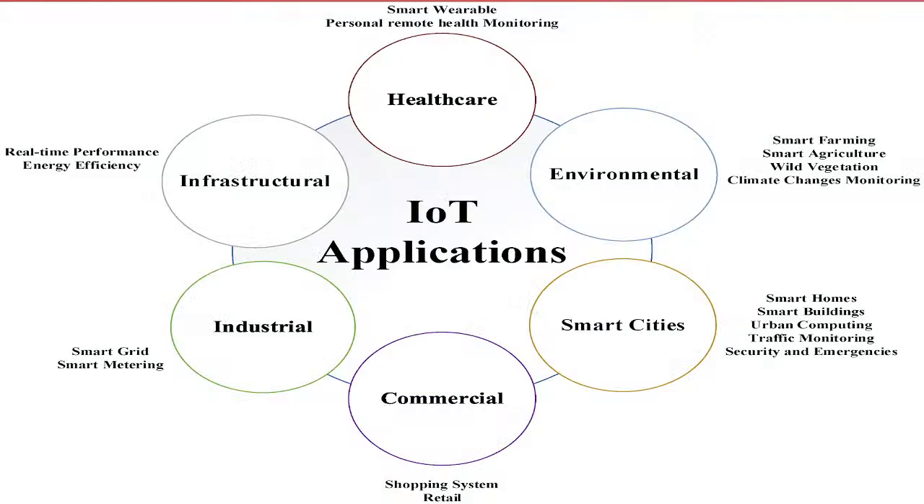So these are the IoT applications. In these applications we can use the internet, for example healthcare, environment, smart cities, commercial, industrial, infrastructural. If you come to healthcare, how can we use the internet? First, hospital management uses the internet for payments. Nowadays they are using PhonePe, GPay and net banking, first thing. And next, storage of data.